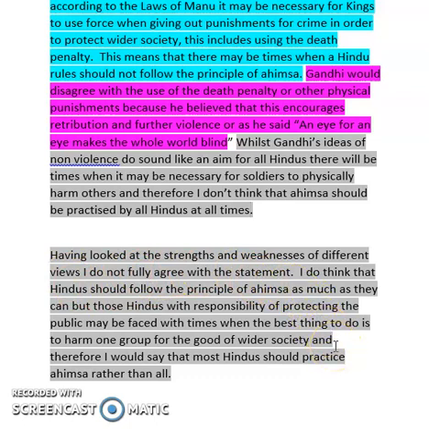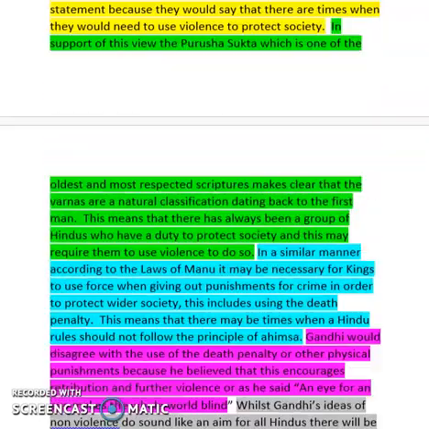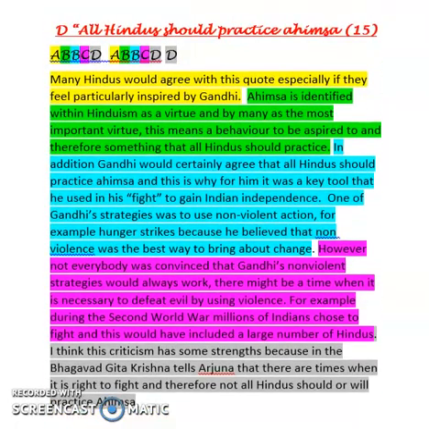And I'm going to say basically that whilst many Hindus should follow the principle of Ahimsa, there are certain Hindus at certain times for whom, for the greater good, it's going to be appropriate to use physical force or violence. And then my last sentence gives me an opportunity to link back to the original statement, because I end by saying, therefore I would say that most Hindus should practice Ahimsa rather than all, which matches the statement here.